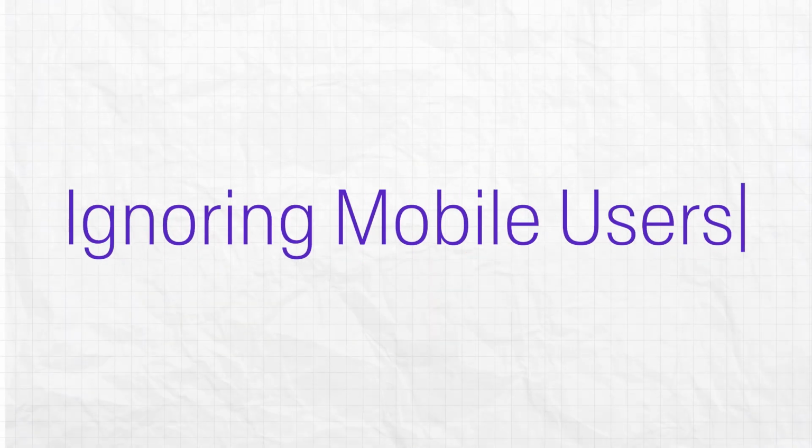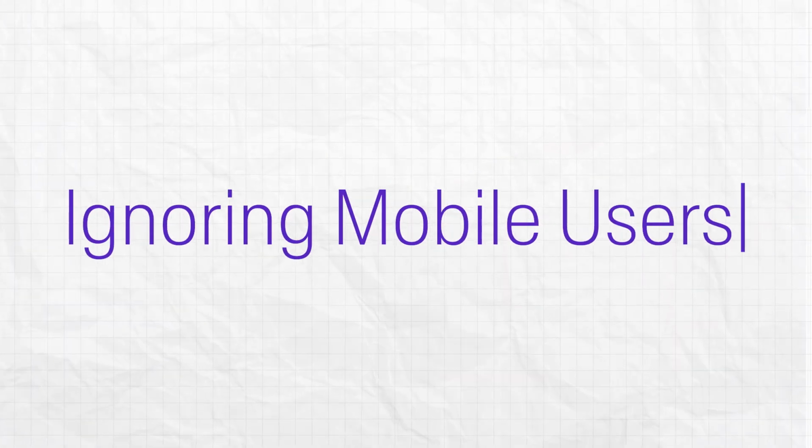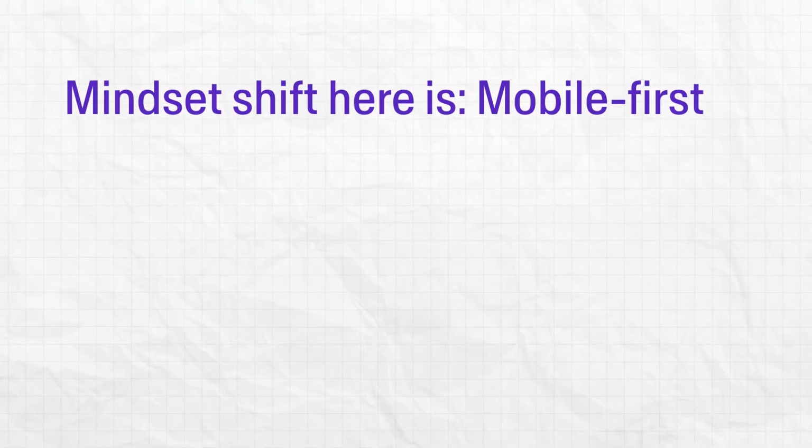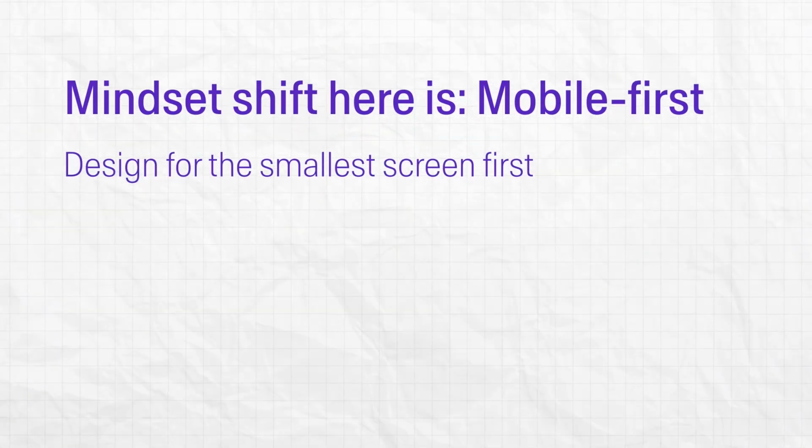The third mistake, designing for desktop and treating mobile like an afterthought. We all know the majority of our users are from mobile. So mobile optimization becomes imperative. The mindset shift here is mobile first. Designing for the smallest screen first.